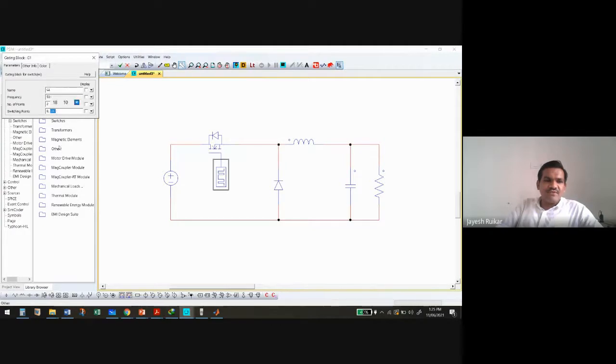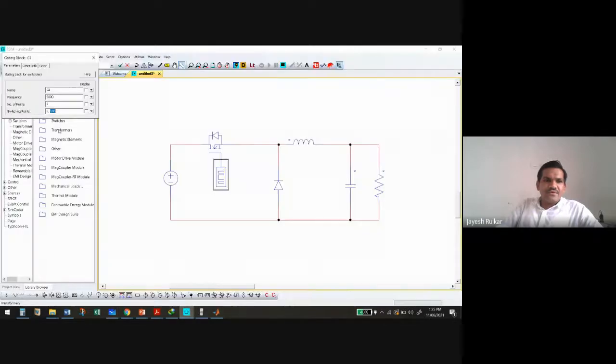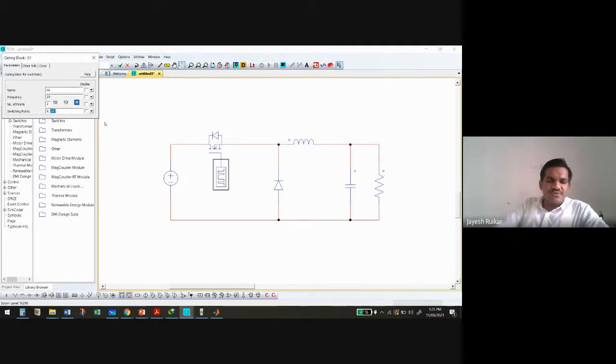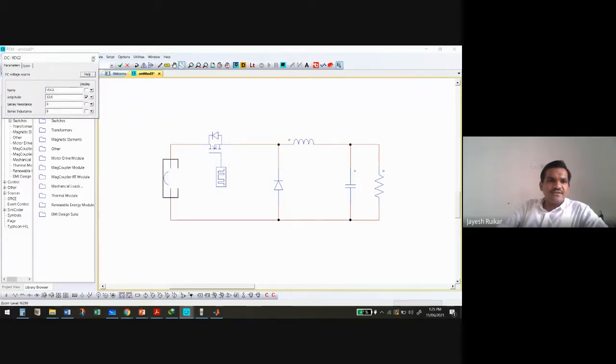So what is that value? And also the switching frequency. So 142.85, and then the switching frequency is 20 kilohertz. So 0 to 142.85. We'll keep this output displayed. And this is your switch.